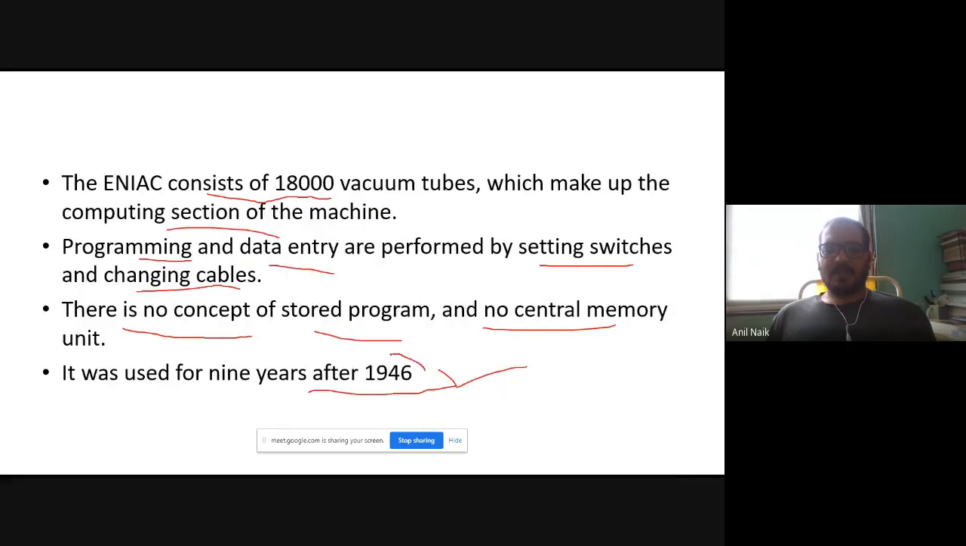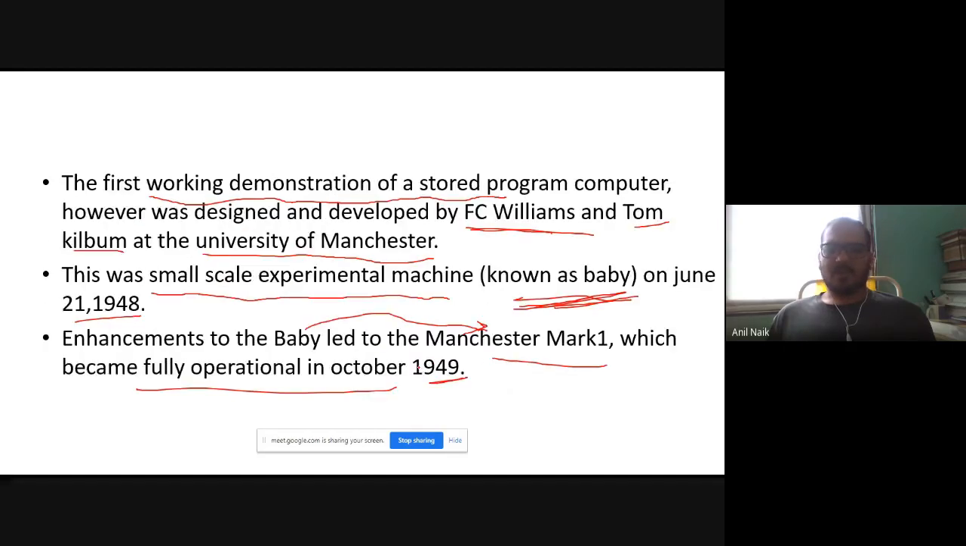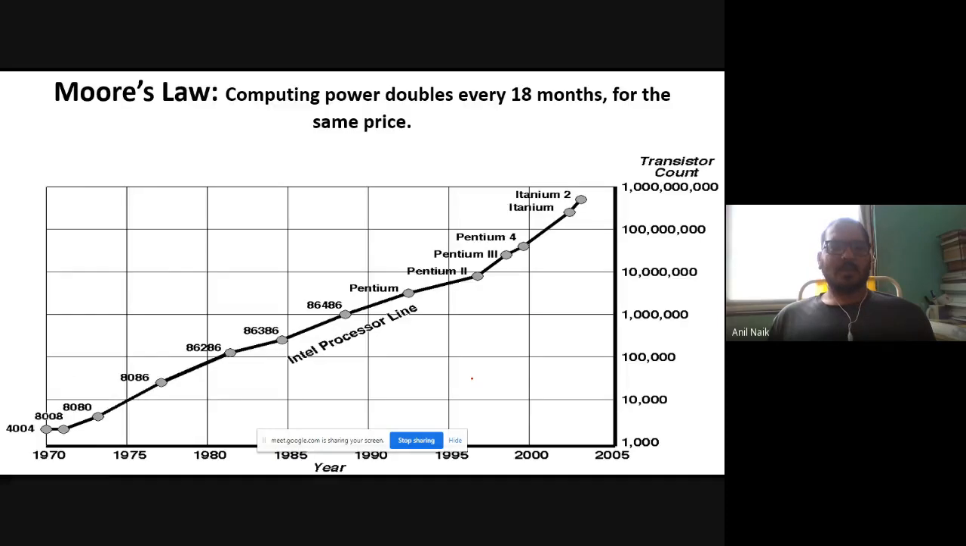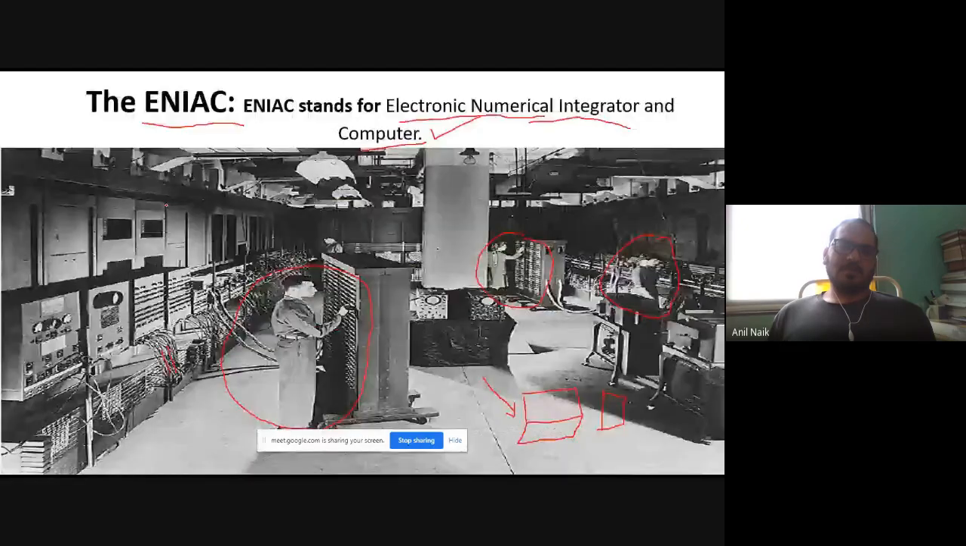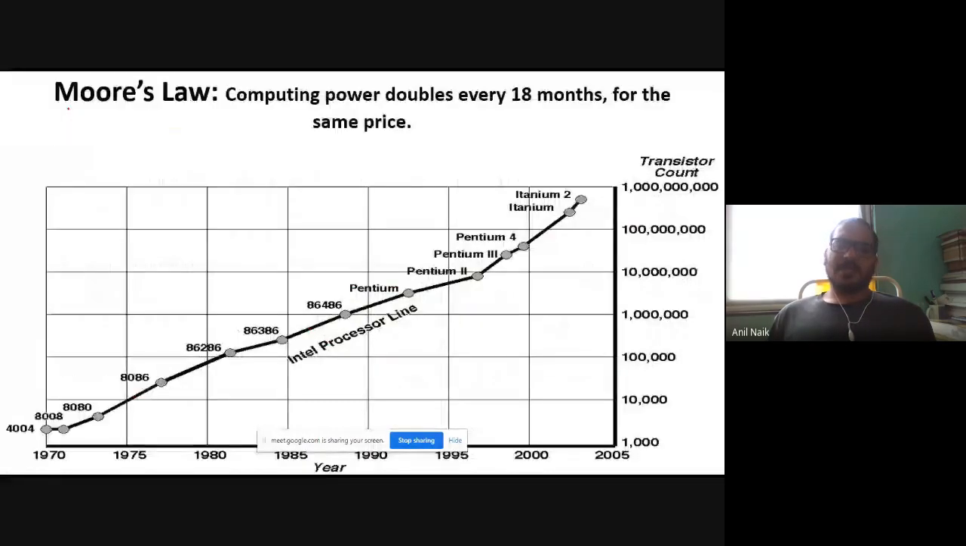Actually they started working in 1946, but it was not completely functional. In 1948 they gave it the name Baby. It was a small scale experimental machine, and they enhanced the features, and it was fully operational in October 1949. So that was the first generation computer, ENIAC. Tomorrow we'll study the different generations of computers. Then Moore's law.